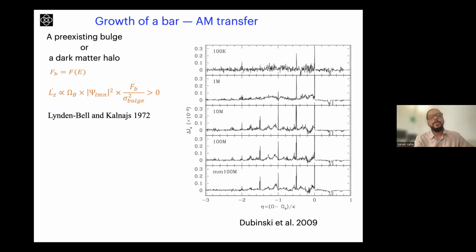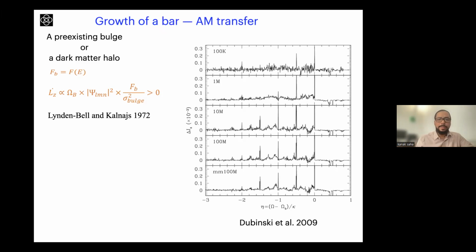And if you have that, one can show that the rate of change of angular momentum is proportional to the pattern speed and the strength of the bar, written as lmn, the spherical harmonics component of the bar potential, and is inversely proportional to the bulge velocity dispersion. This means that a bulge with hotter stars would not take away angular momentum much. The dark matter halo particles, on the other hand, can, but it's still valid for both. This is a very general analytic understanding.